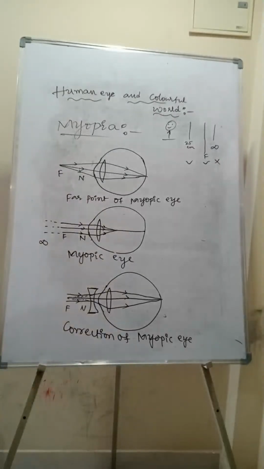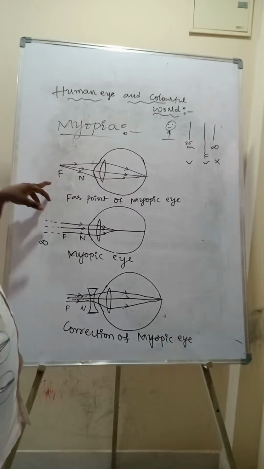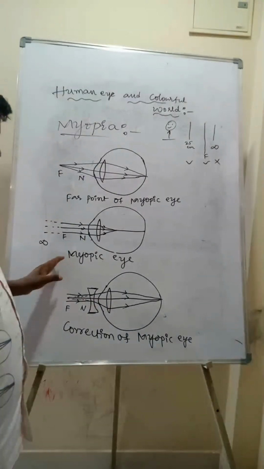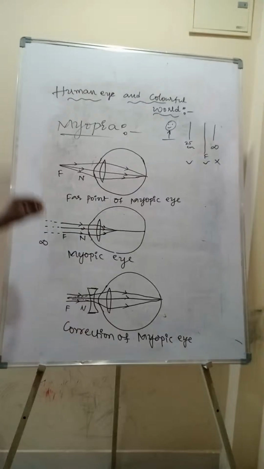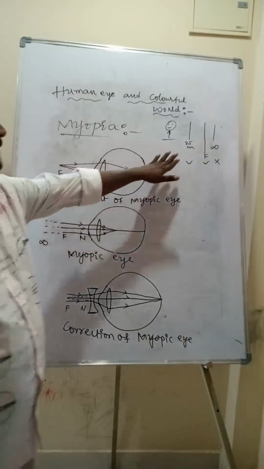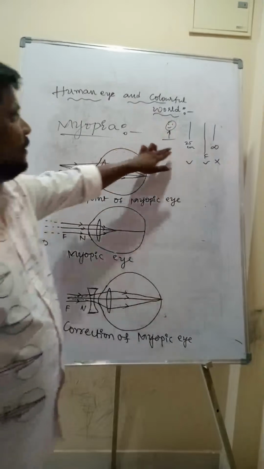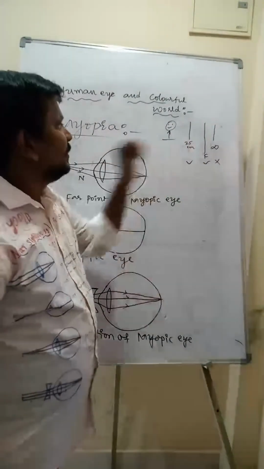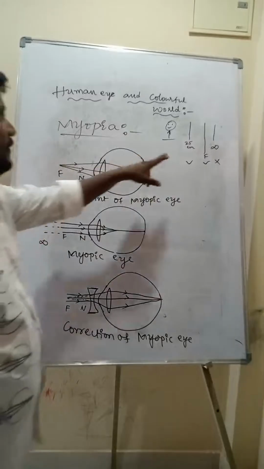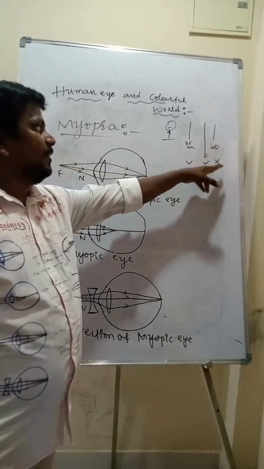Correction of myopic eye. Okay, so I hope it is clear. Myopia, far point of myopic eye, correction of myopic eye. So here, this is the condition. If you remember this one, it's very easy to draw the diagram. So 25 centimeter, infinity. Anyway, least distance we know is 25 centimeter, and far point we know is infinity.